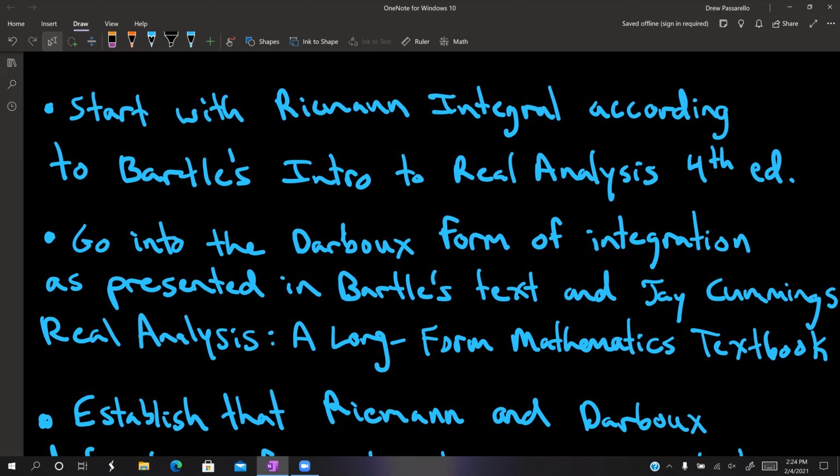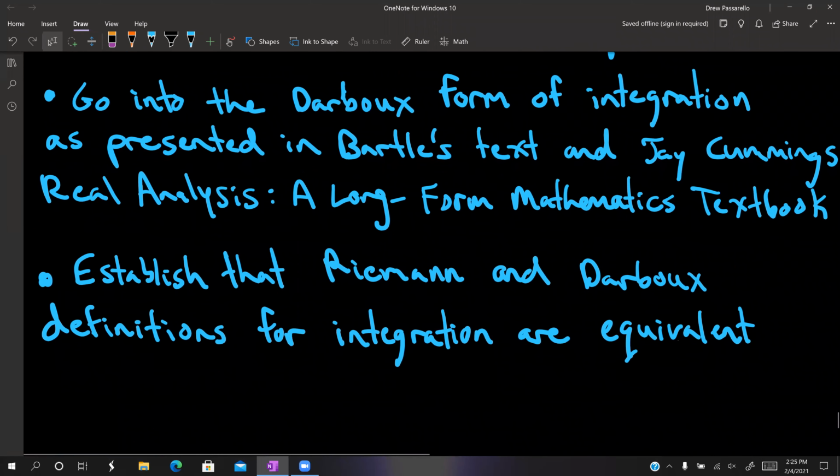Analysis, 4th edition textbook. And then we're going to go into the, I don't know how to pronounce this, Darboux form of integration as presented in Bartol's text and also in Jay Cummings' textbook, Real Analysis, Long Form Mathematics textbook. And then we're going to establish that the Riemann and Darboux definitions for integration are equivalent. That is the goal for these videos.